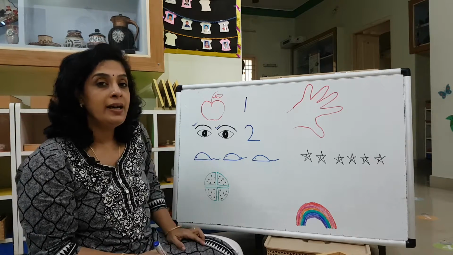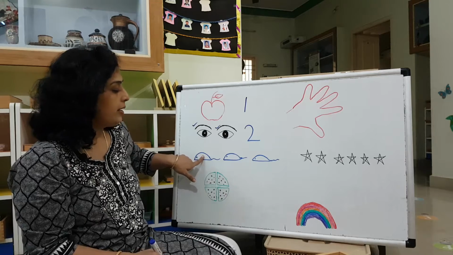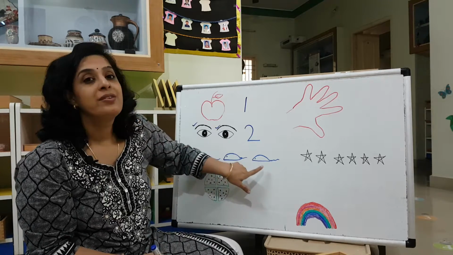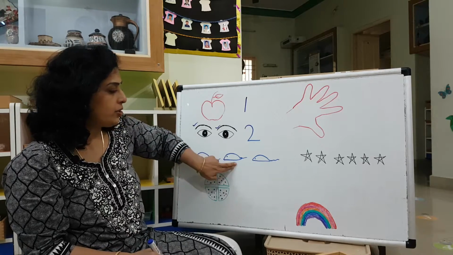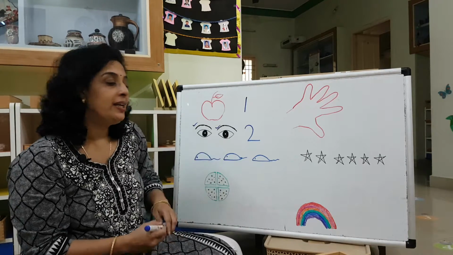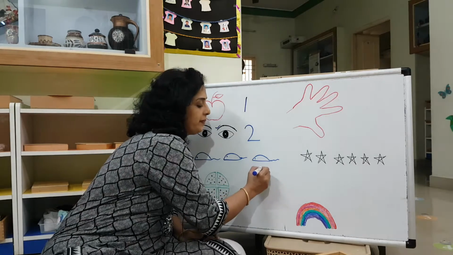Now let's count the mice. How many are there? 1, 2, 3. Count again. 1, 2, 3. How do I write 3?